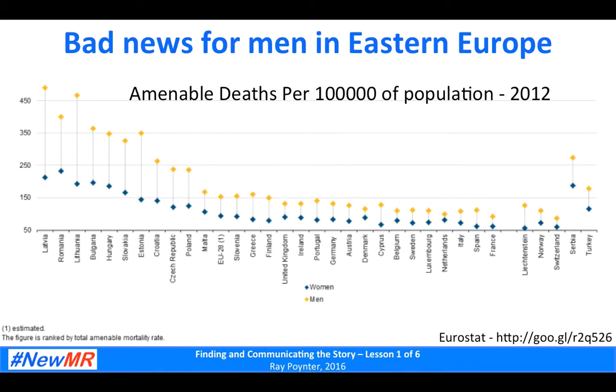Now, there's a complex world of avoidable, preventable, and amenable. And this particular chart focuses on amenable deaths. Deaths that need not have happened if better health advice had been taken, if better health advice had been given, if better health services were available.